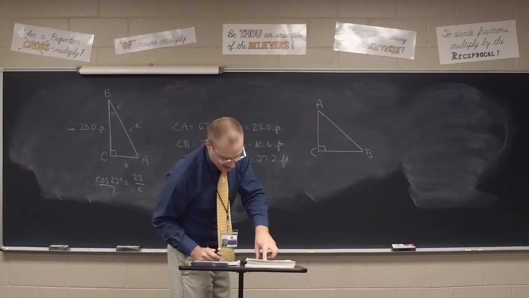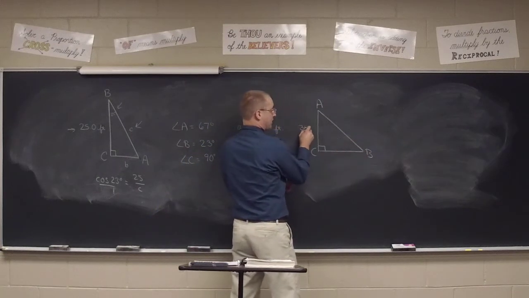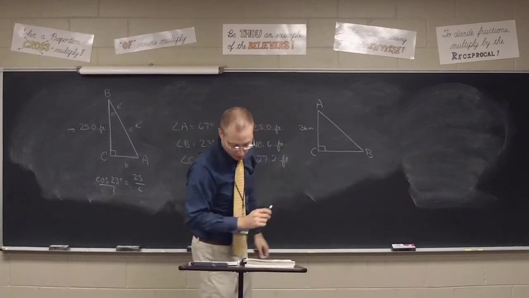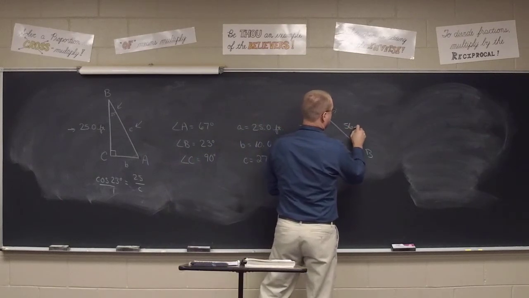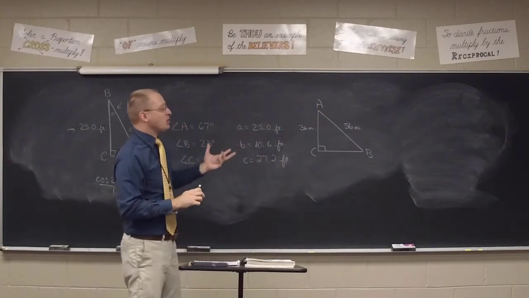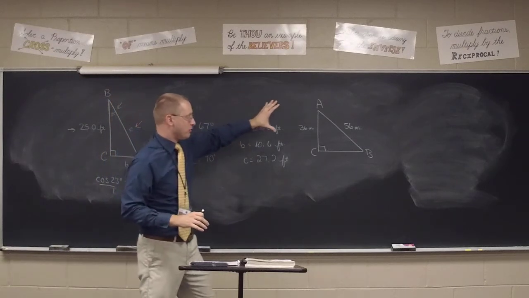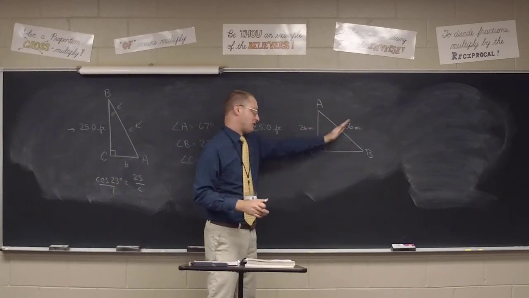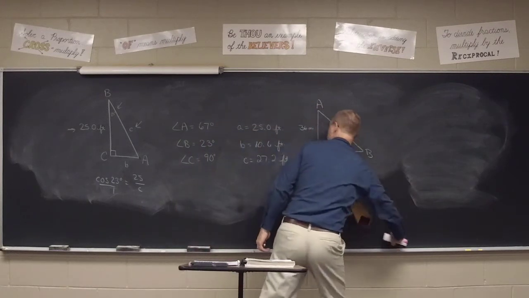So your side B, 36 miles, had better go across from your angle B. Your side C had better be the hypotenuse, 56 miles. Does that make sense? So when you're not given an angle, you don't really know how to draw the triangle perfectly, but just draw something. Make sure once you've labeled your A, B, and C, you put your sides in the right spots.